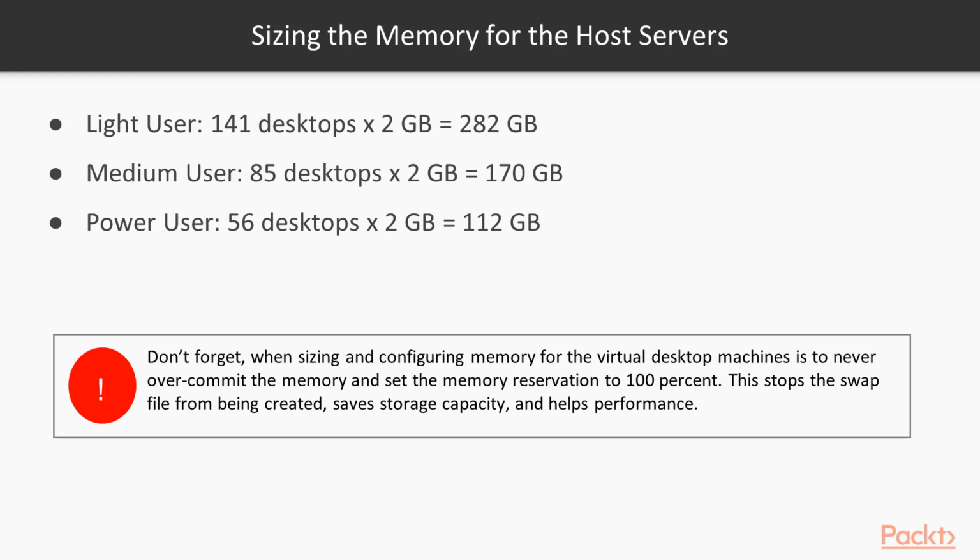If you take a virtual desktop that requires say 2 GB of memory, and look at the user scenarios we just covered as an example, you'll be hosting 141, 85 or 56 virtual desktop machines. That means that the host servers will need 282 GB, 170 GB or 112 GB of memory respectively, just to host the virtual desktop machines, plus of course enough memory to run the hypervisor itself. Depending on your choice of server hardware, you might not be able to configure this amount of memory, or it might be too expensive, in which case you might end up deploying more but lower configured servers.